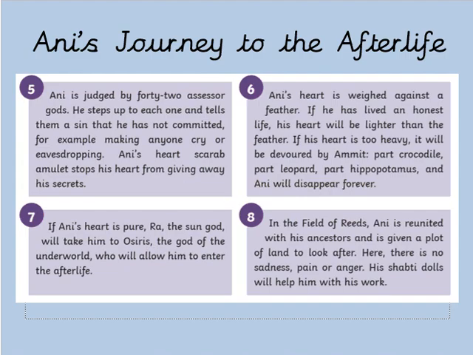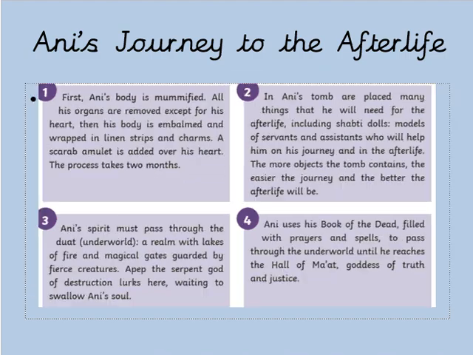And then 3, it says, Annie's spirit must pass through the Duat, which is the underworld, a realm with lakes of fire and magical gates guarded by fierce creatures. Apep, the serpent god of destruction, lurks here, waiting to swallow Annie's soul. So he's got to make it through the underworld without getting hurt or having his soul swallowed by Apep, the serpent god.